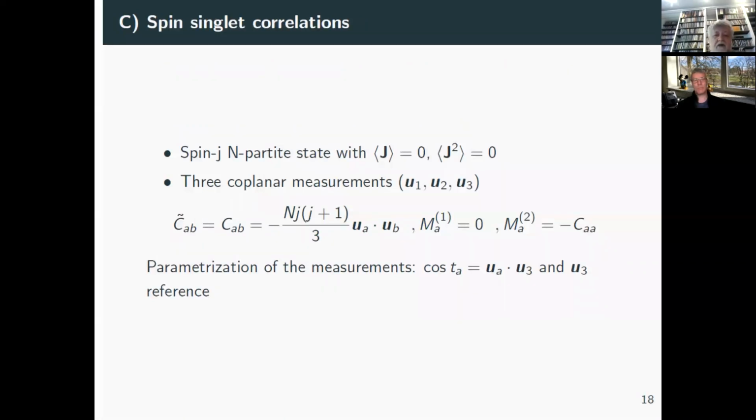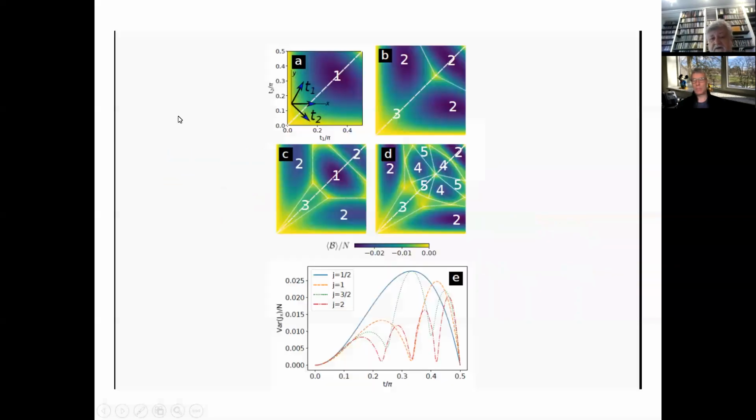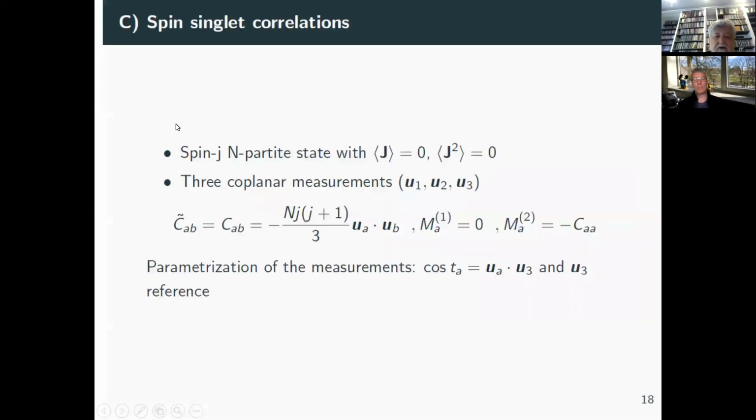So this is an example of a spin J N-particle state. Now the last example is about the singlet. The singlet is a spin J N-particle state with average value of J zero and of course average value of J squared zero. So it's really a total singlet. There was some knowledge about detecting this kind of states for J equal 1/2, so singlets of many spin 1/2 states. But now we generalize this and derive things for arbitrary J, essentially.